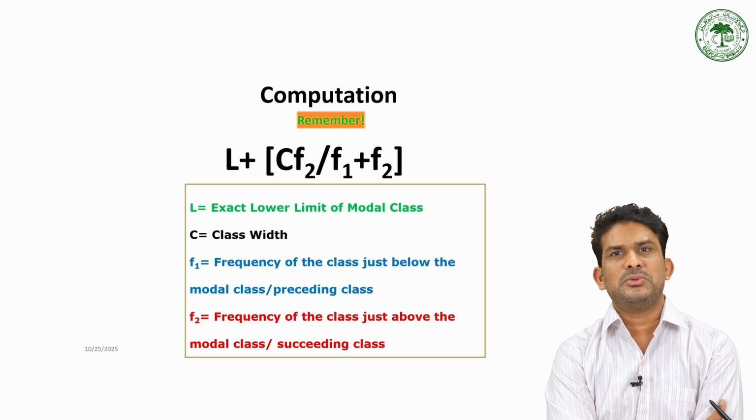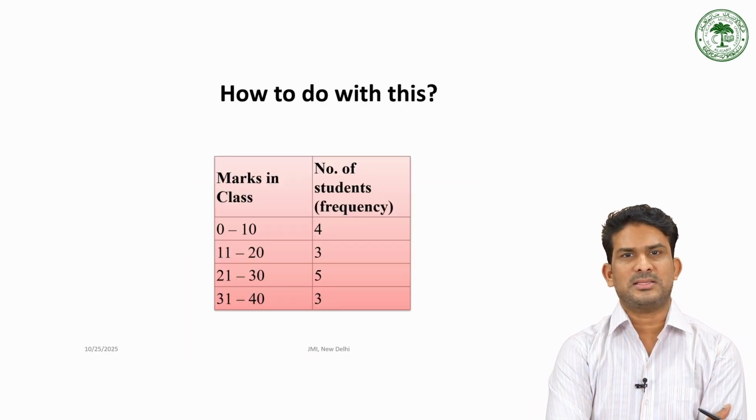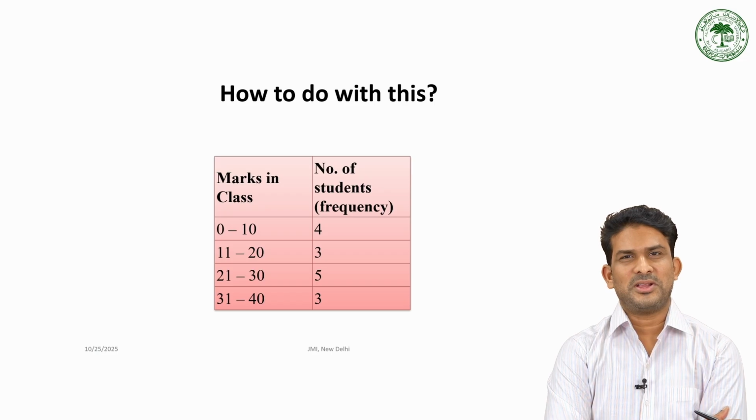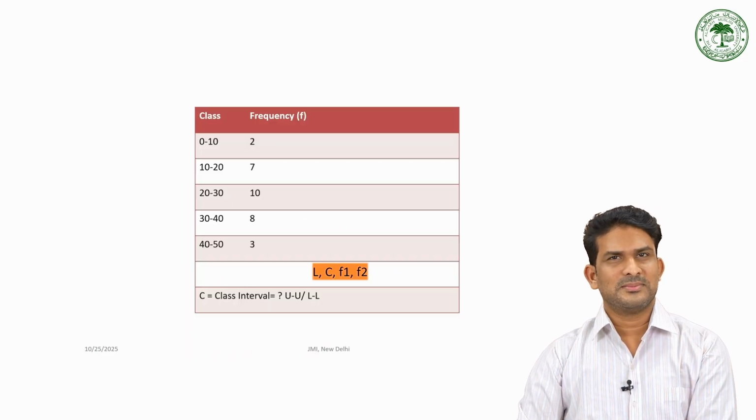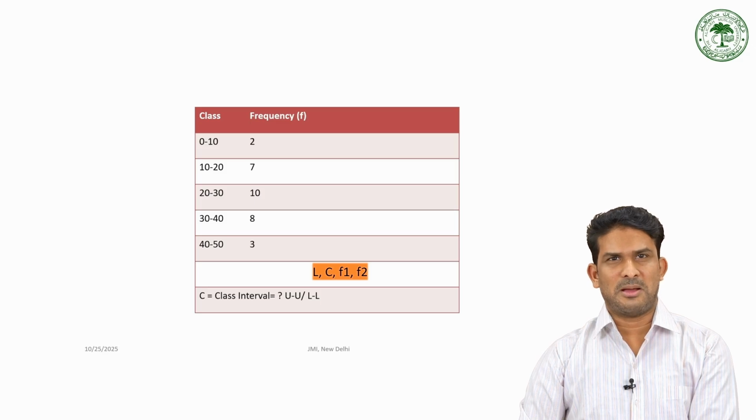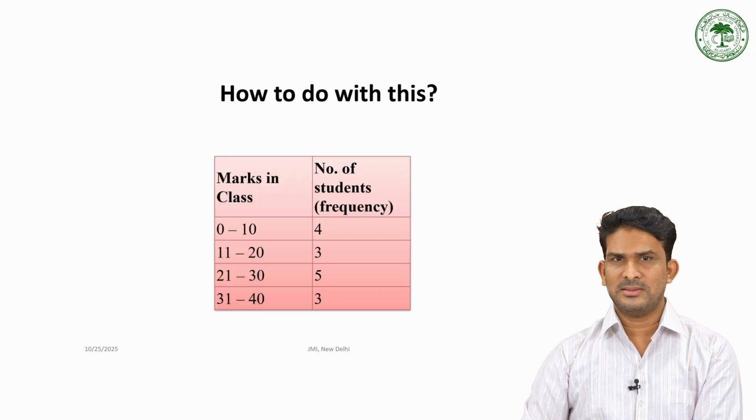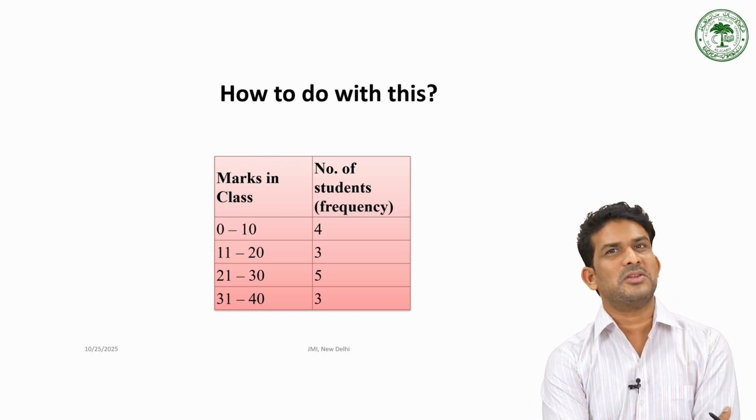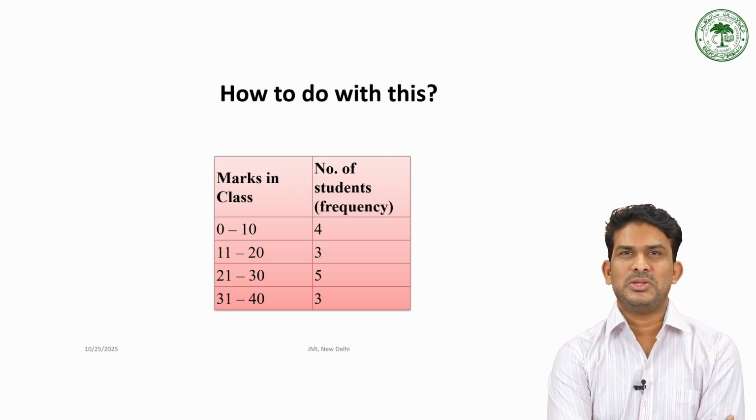Now we are moving to another example. What is the difference between the previous example and this one? Yes, the previous one is an exclusive distribution. The upper limit is not included in the class. This is an inclusive distribution. So, for the inclusive distribution, when we are taking the lower limit, you should have clarity.